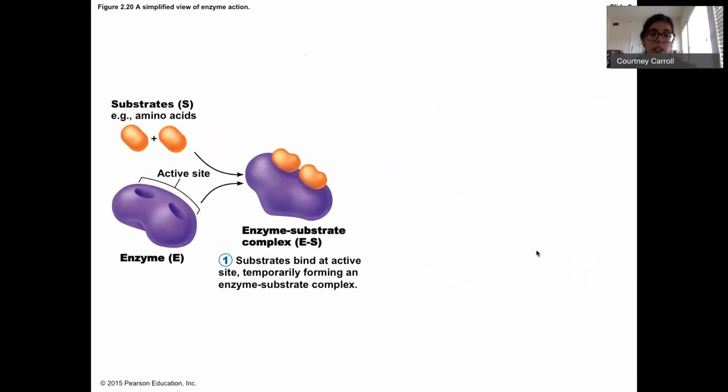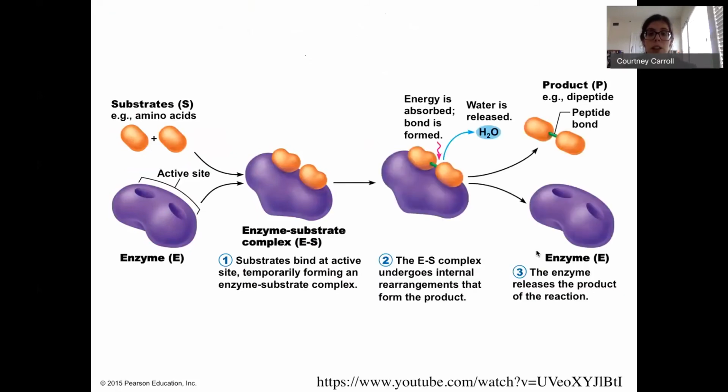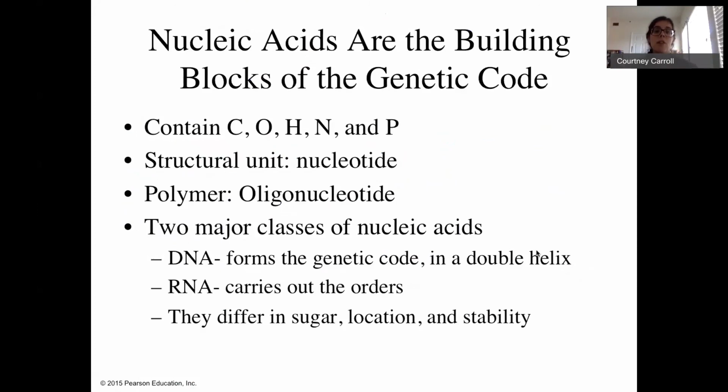Okay, this is breaking it down again. Enzyme substrate complex, forming the product. The last kind of macromolecule are nucleic acids, and these are the building blocks of the genetic code. They have carbon, oxygen, hydrogen, nitrogen, but interestingly, they have phosphorus. The structural unit here, the monomer, is a nucleotide, the polymer is an oligonucleotide, and the two major classes we're going to talk about are DNA, which forms our genetic code, and RNA, which carries out the orders.